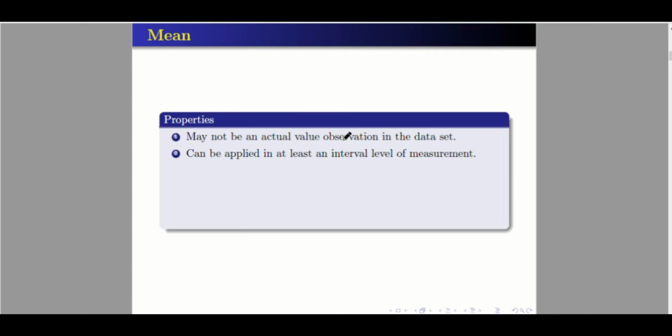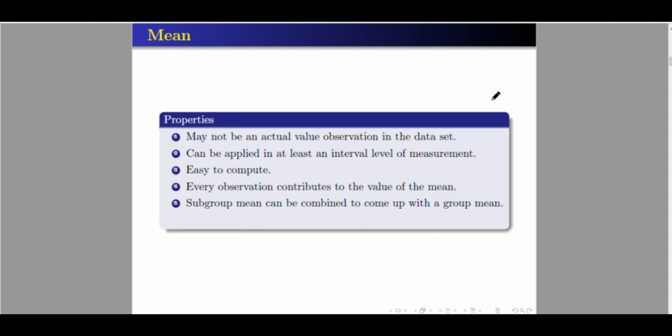Number 2, it can be applied at least at an interval level of measurement. Number 3, of course, it is easy to compute. Number 4, every observation contributes to the value of the mean. This is because all of the data are included in the computation. All of them. Every observation is part of the computation. And number 5, subgroup means can be combined to come up with a group mean. We have an example about this later.